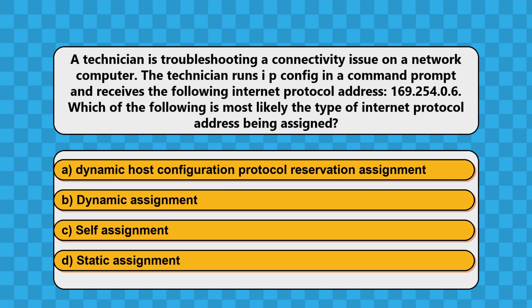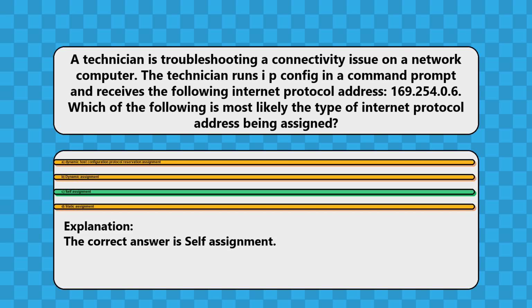Question 38. A technician is troubleshooting a connectivity issue on a network computer. The technician runs ipconfig in a command prompt and receives the following Internet Protocol address, 169.254.0.6. Which of the following is most likely the type of Internet Protocol address being assigned? Option A, Dynamic Host Configuration Protocol Reservation Assignment. Option B, Dynamic Assignment. Option C, Self-Assignment. Option D, Static Assignment. The correct answer is option C, self-assignment.